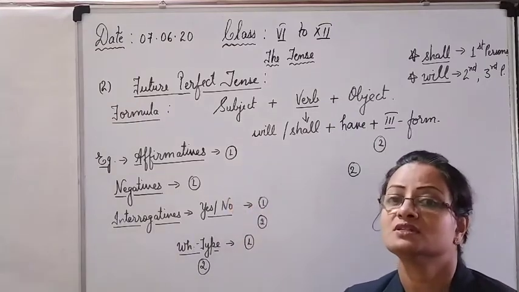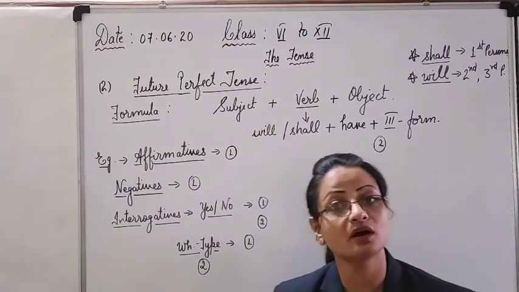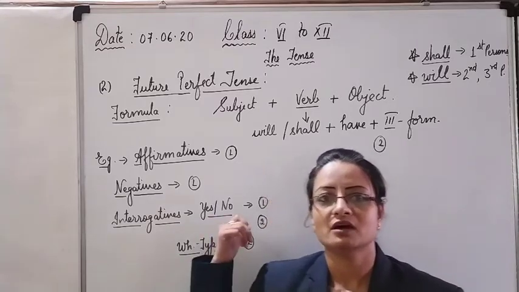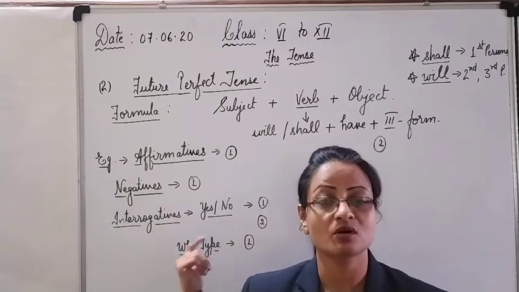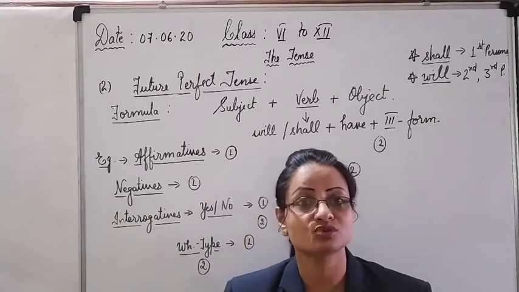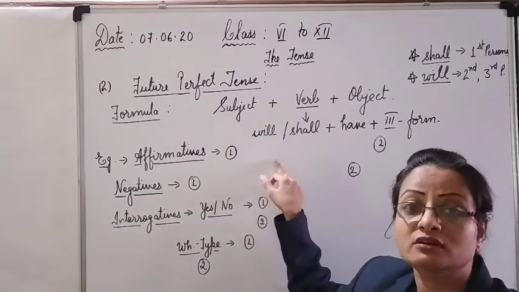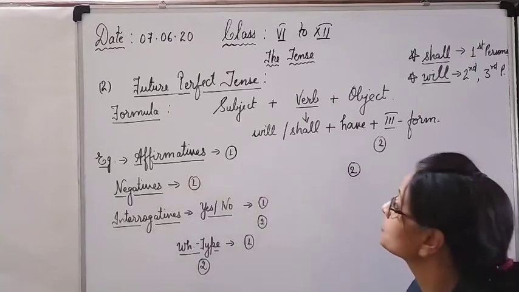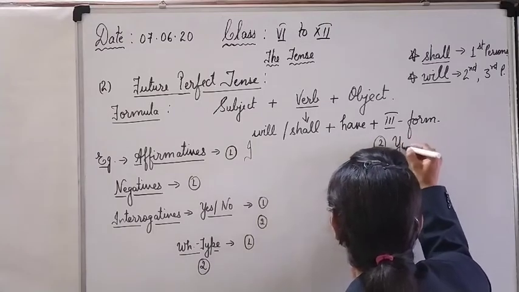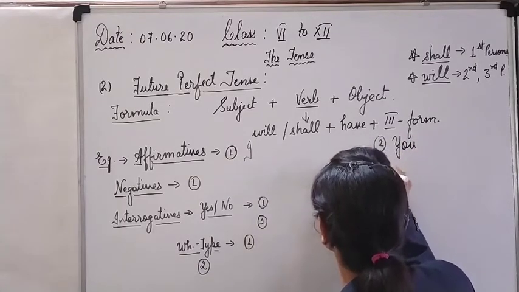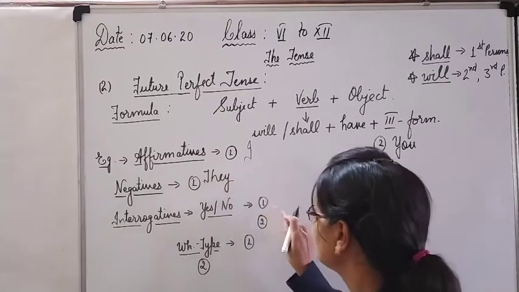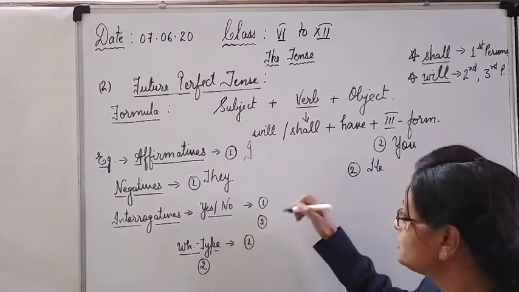Now come to the examples. Again, we will learn how to frame our own sentences because you have to speak good English too. We are learning tense not only to pass the examination or as a part of your study, but also to use in daily life. So we have to learn how to frame our own sentences. Come, look here. We will take all the different types of subjects: I, you, he, they. Clear? Interrogatives will start with a helping verb, so we'll see it later.